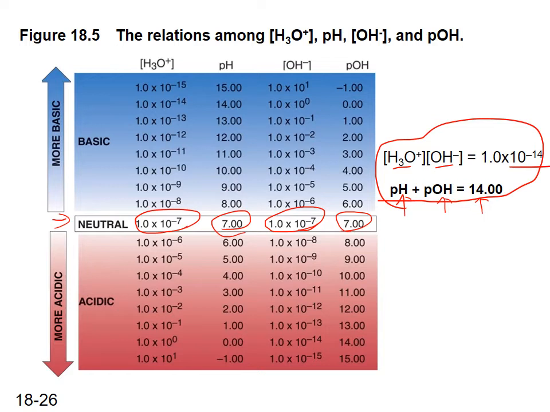In acidic condition, hydronium ion is greater than hydroxide, and the pH is less than 7, pOH is greater than 7. In basic condition, the hydrogen concentration is smaller than hydroxide, and the pH is greater than 7, pOH is less than 7.